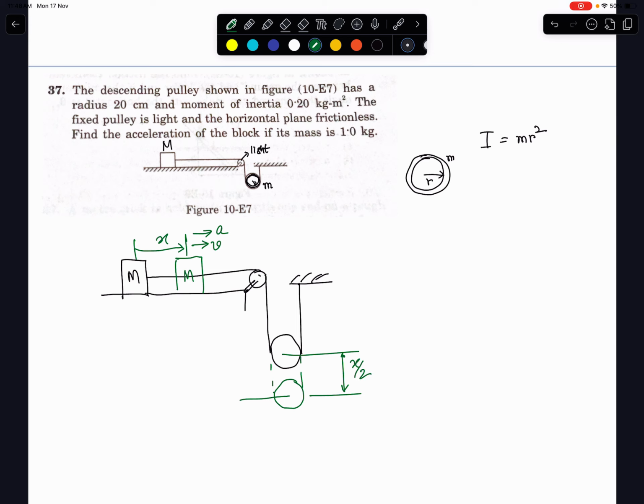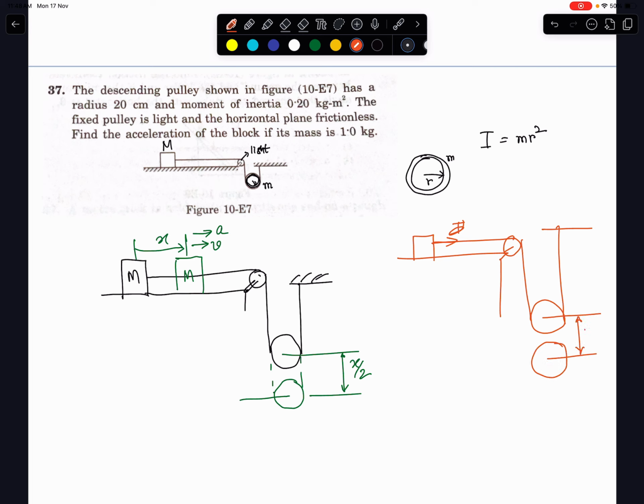Now that's quite easy, we have done all these constraint equations. So this pulley will have a tension T. If this goes down a certain distance, suppose this goes down a certain distance y, then this block has to go a distance equal to 2y. And also you can think of it from here.